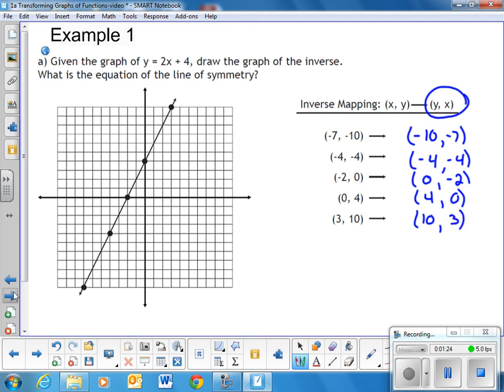Graphing those, (-10, -7) is going to be down here. (-4, -4), (0, -2), (4, 0), and (10, 3). Connecting those in a nice straight line gives us our inverse function.